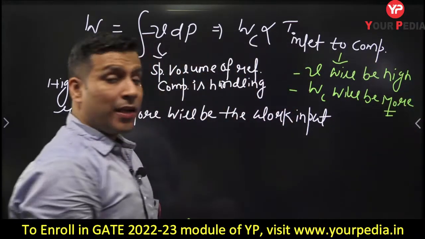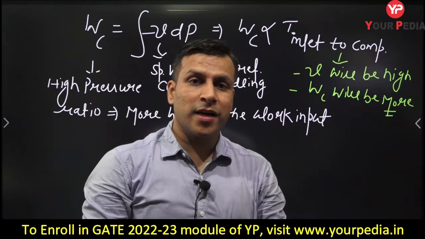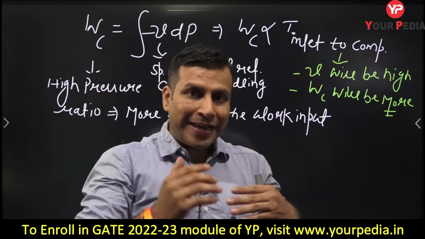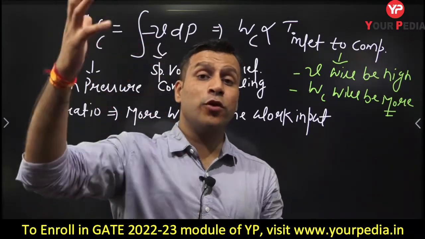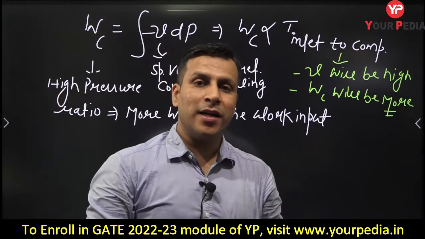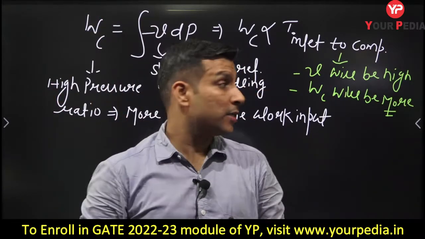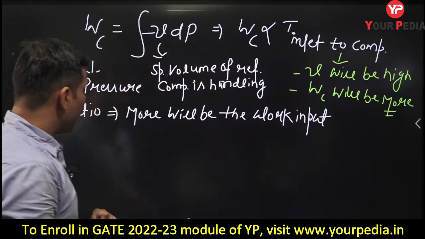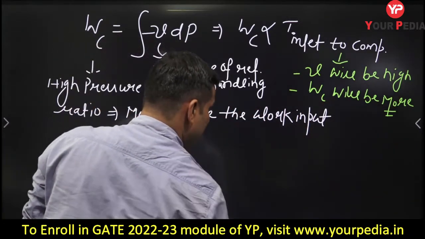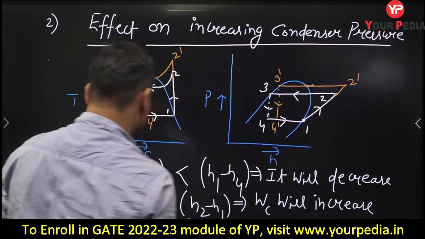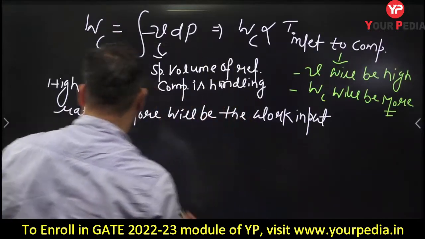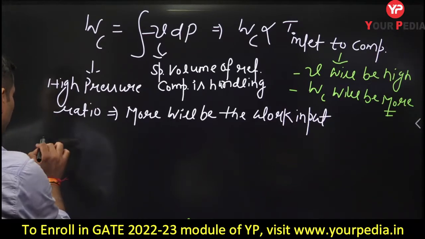Like, this compressor is compressing a vapor refrigerant. So if it is entering at high temperature, its specific volume will be large. So the large volume a compressor needs to handle, then your work input will increase. So these are the points: high pressure ratio, more work input. In this case, the refrigeration effect is decreasing, the work input is increasing, and same with what? Third point you can write.